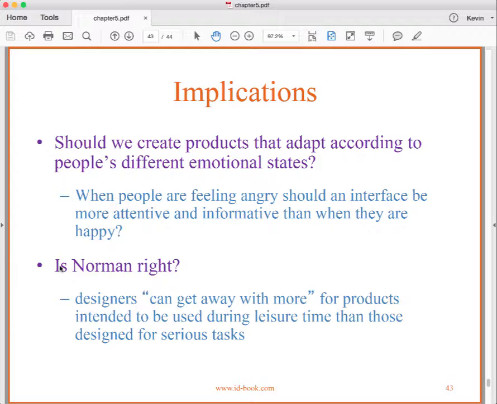So we've been talking about a lot of this emotional stuff. So what are the implications for us as interaction designers? Well, the first thing is that we should create products that adapt according to the people's different emotional states. Well, I guess that's the question. We're posing this as a question. When people are feeling angry, should an interface be more attentive and informative than when they are happy?